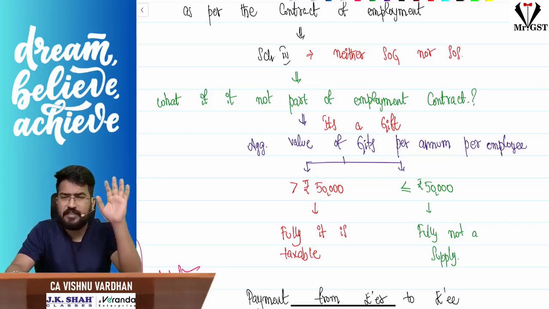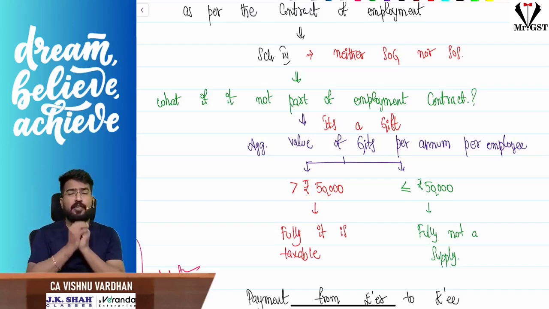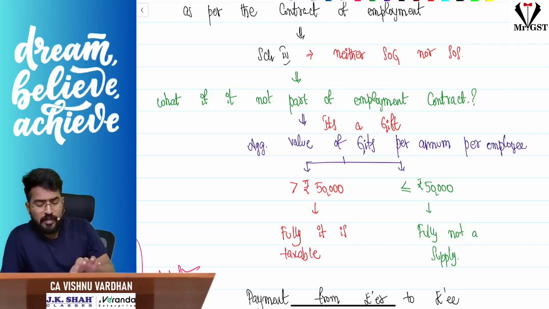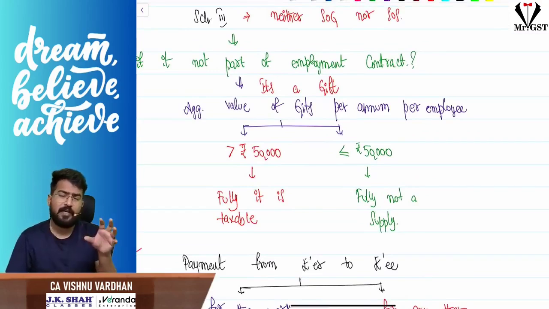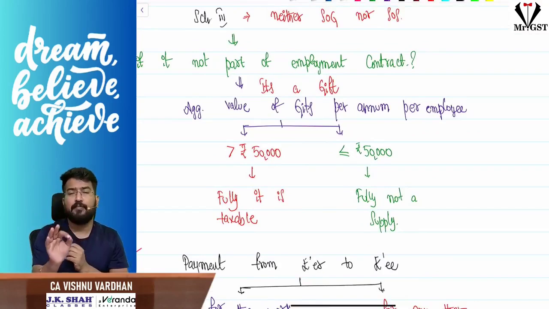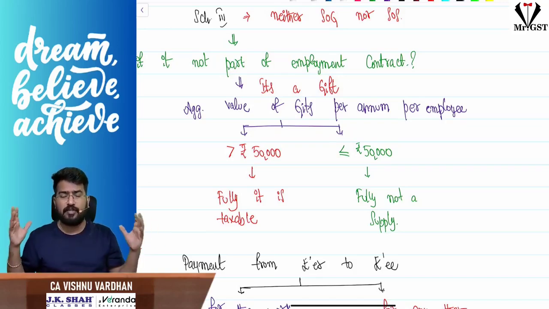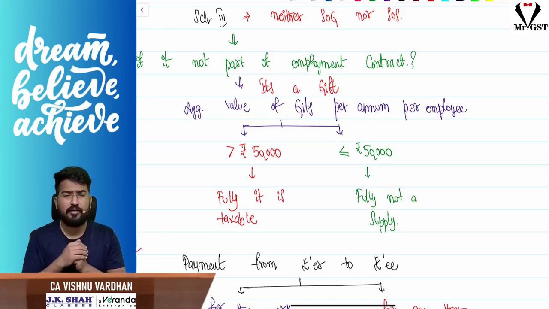and if it is not defined under GST, that's a different story. Schedule 1 says that where employer and employee are related, anything happening between them is a supply. So these gifts given by the employer to the employee attract Schedule 1, Para 2. Now we have a relaxation: if the aggregate value of gifts given by the employer to the employee in the financial year, per annum per employee, is greater than 50,000, then that entire amount is a supply. If it is less than or equal to 50,000 per annum per employee, it is not a supply at all.